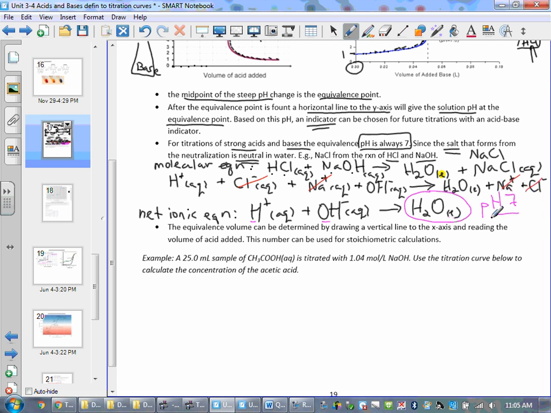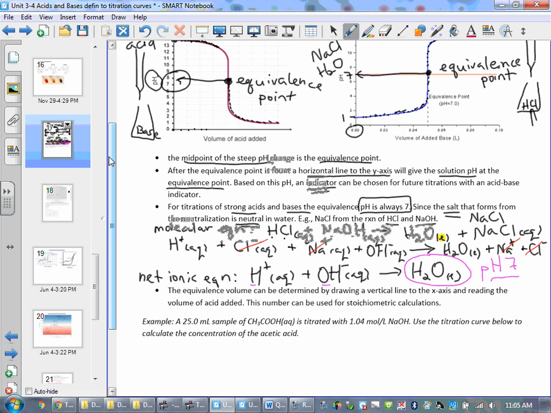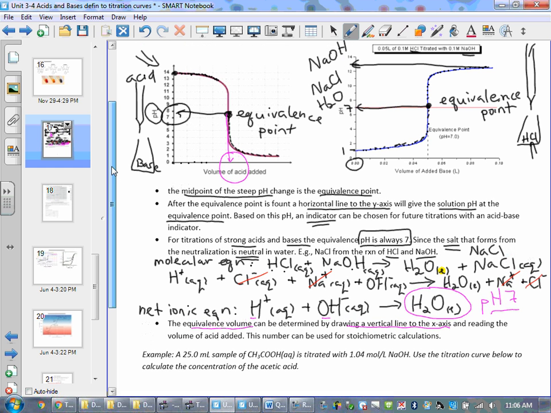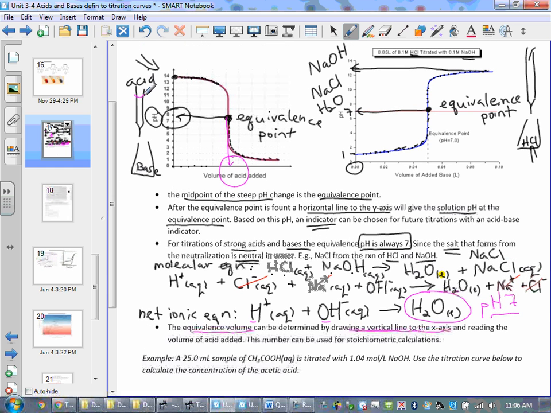Okay, so what do we do with this titration curve? We draw a line straight down. The equivalence volume can be determined by drawing a vertical line to the x-axis to figure out the volume that we needed to do this titration. Before, when we were doing this with a burette and an indicator, we measured our initial volume and our final volume, and we subtracted those two to get the volume added. So now we're going to read that from a graph. Does that make sense so far? Hopefully.